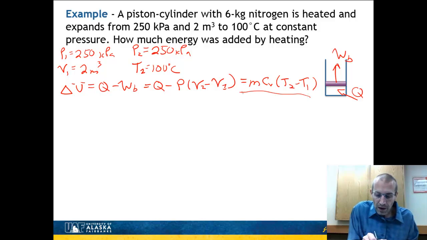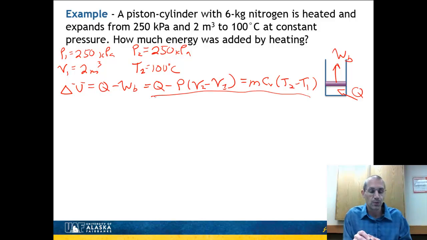So now I have an equation where I can solve for Q, and what I need to know are my initial and final volume, and my initial and final temperature. And I've got a couple of them. I have my initial volume and my final temperature, but I have to get my final volume and my initial temperature. So let's go ahead and get our final volume first.